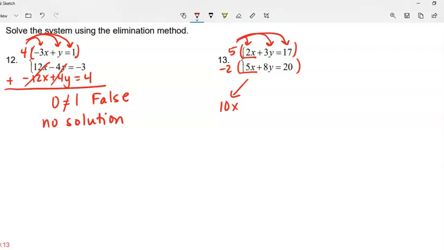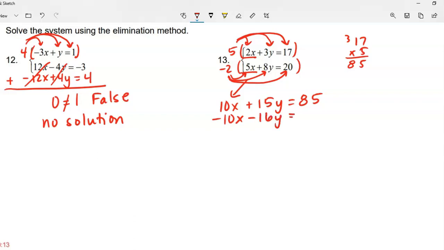Okay, and again, you have to do the distributive property to each term. So we're going to get a 15y. And then on the side of my paper, 17 times 5. 5, 6, 7, 8. This is an 85. There you go. Now I'm going to come back to the bottom one and multiply a -2 by each term and get a -10x. That's what I want. And then I do -2 times 8 for -16y. And then I know this is -40. And I'm adding them together.